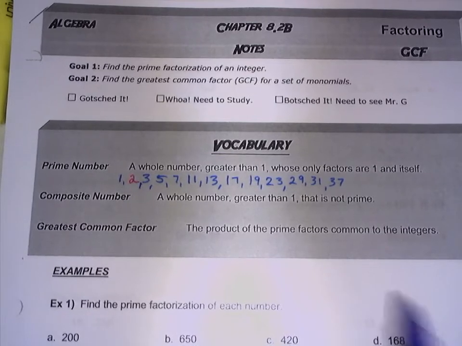Okay? So this is just a list. There's many, many more, like 61. 61's a prime number. Okay, and we could keep listing and listing, but for the most part, these are the ones you would want to know.